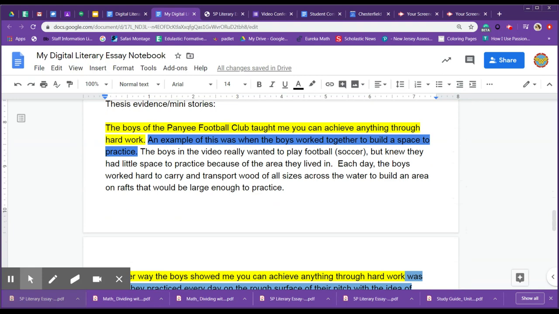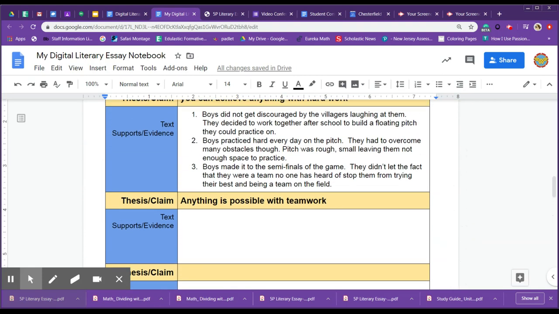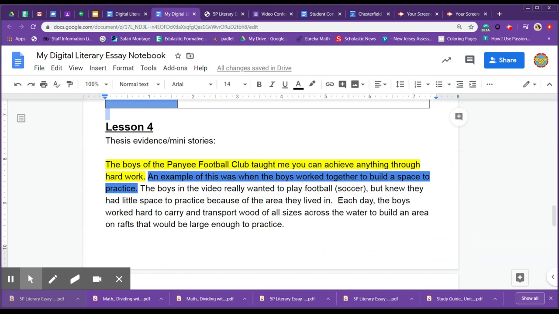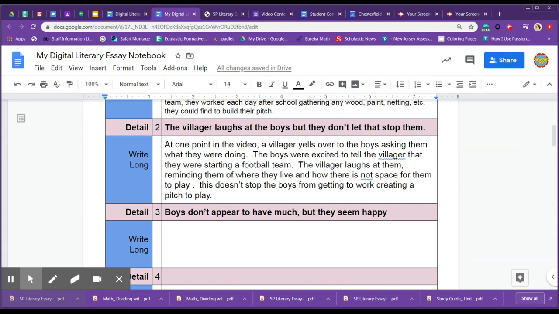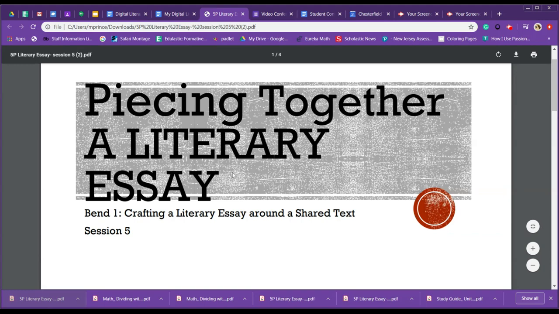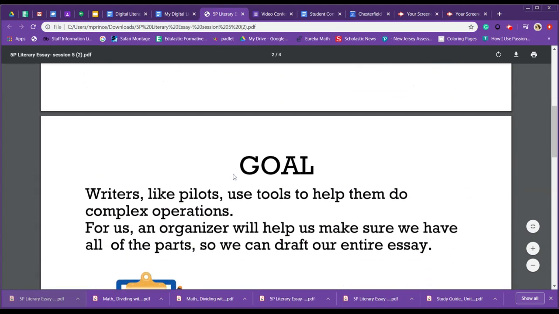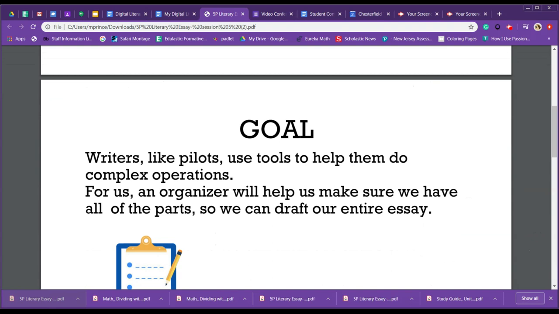Last week, we took our text evidence and we created mini stories based on the parts of the movie or video that we remember. Now it's time to take the work that we've done in your literary essay notebook from the very beginning and begin to develop the parts of our literary essay. So just like a pilot uses tools to help them fly, we are going to use a tool to help us begin to draft our essay.